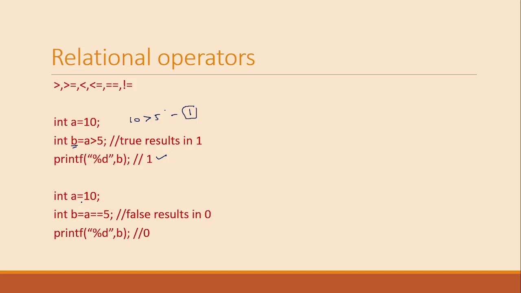Now in this case, here A is equal to 10. Now what is the comparison here? A is equal to 5. That means 10 is equal to 5. Obviously the condition is false. So in this case, the condition is false. When the condition is false, it will take a value of 0. So B will take a value of 0. So when I print B, I am getting 0 here. So this kind of code snippets, we have to be very thorough about, because it is highly important and significant from a placement perspective.